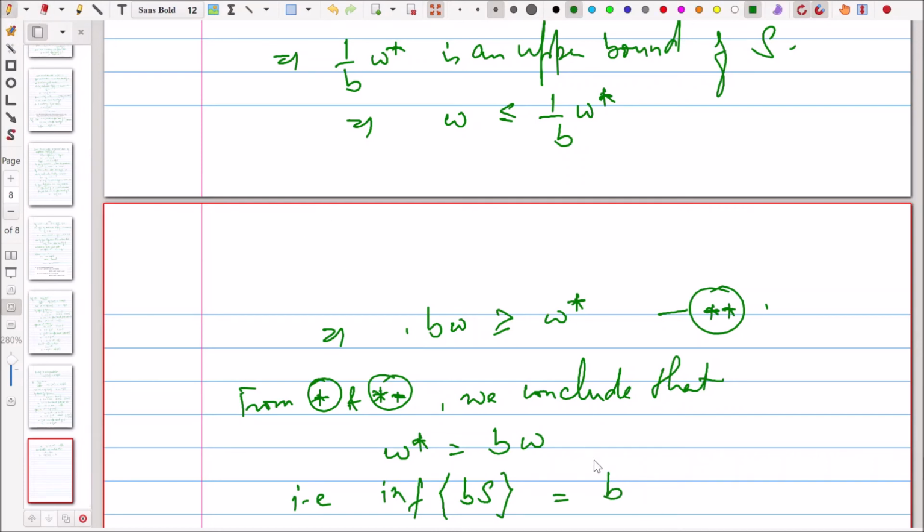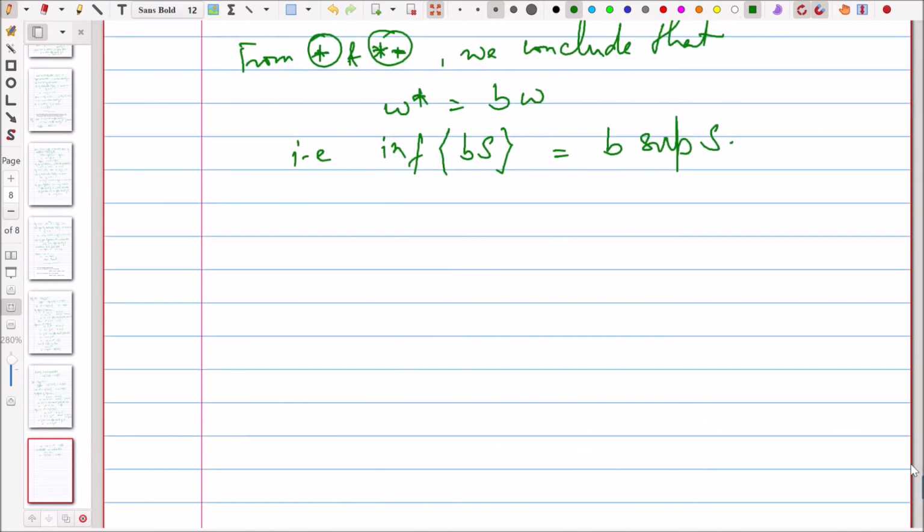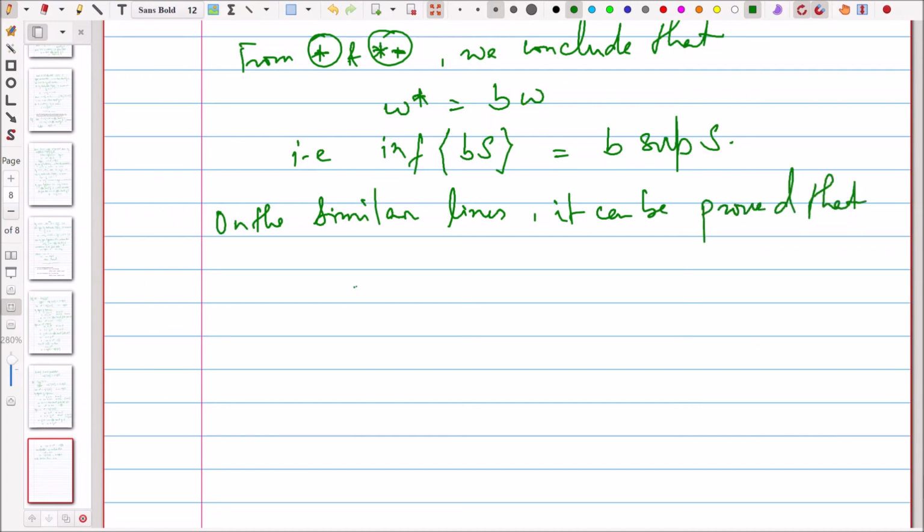On similar lines, one can prove the other part of this question. On similar lines, it can be proved that supremum of BS is equal to B times infimum of S.